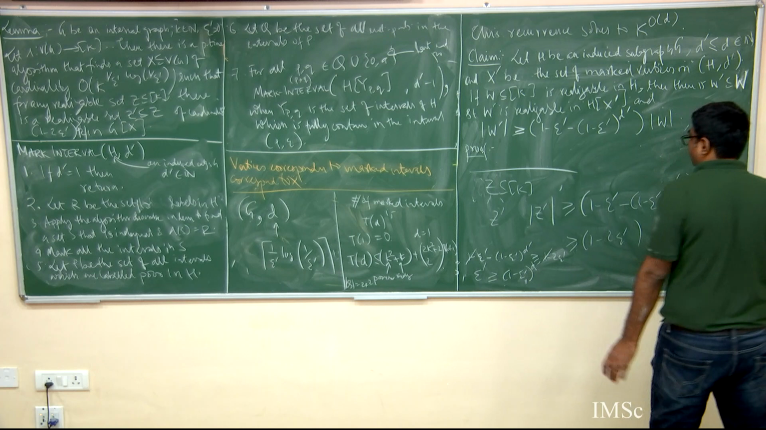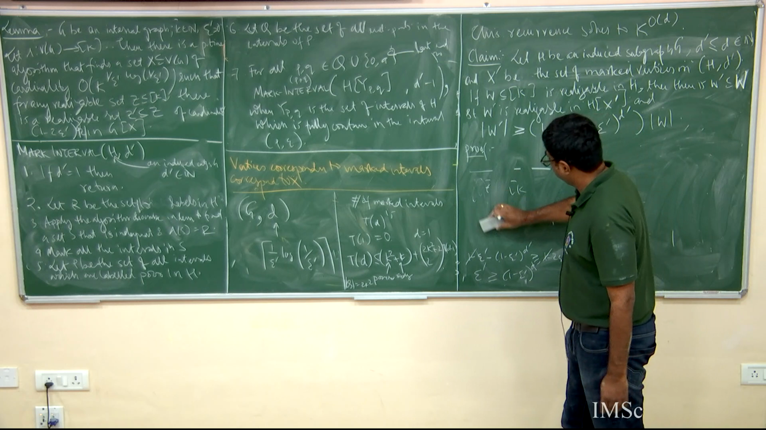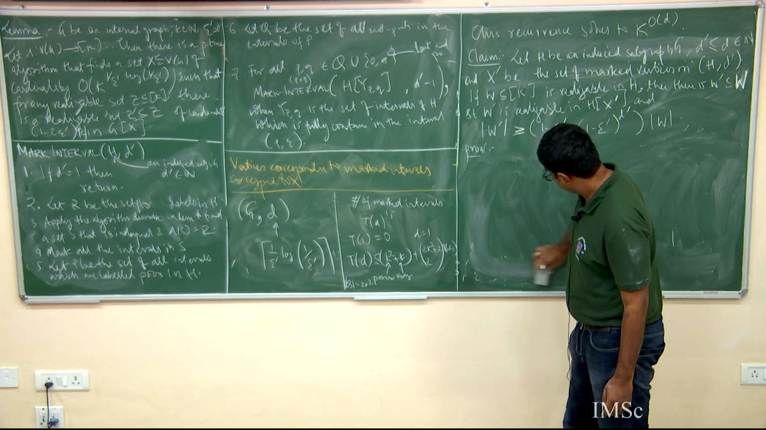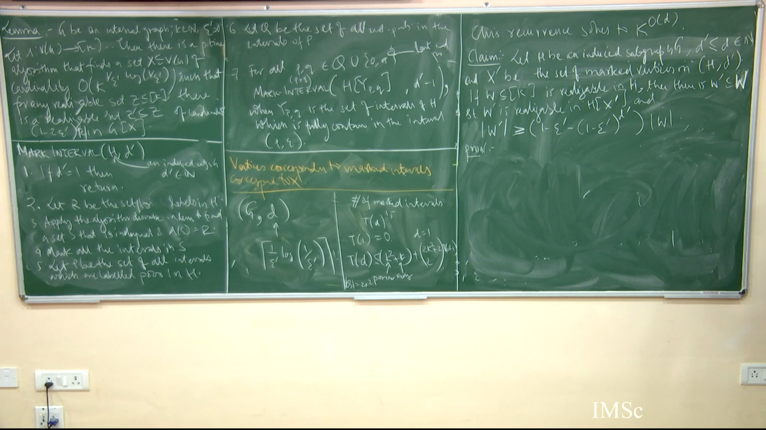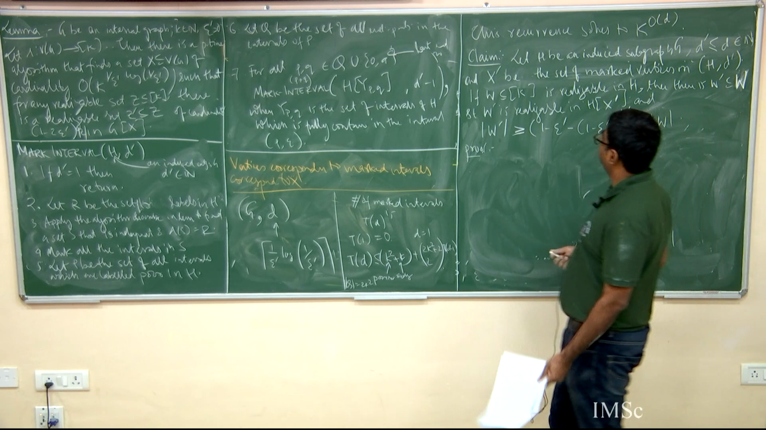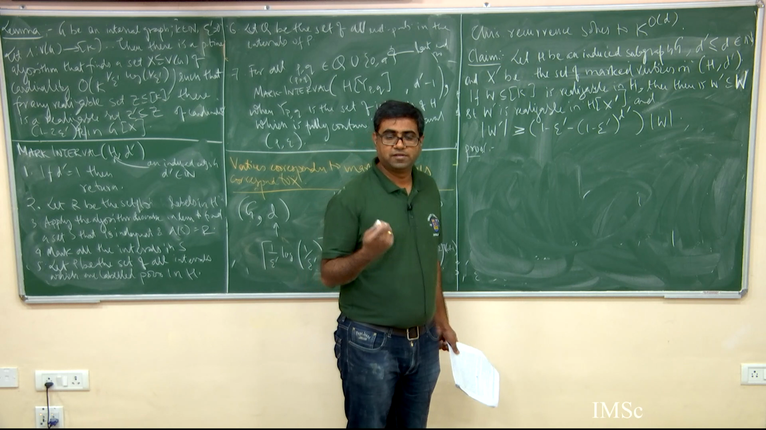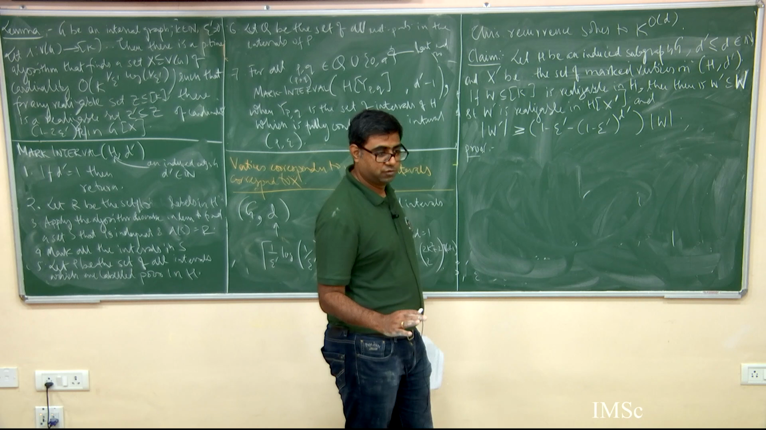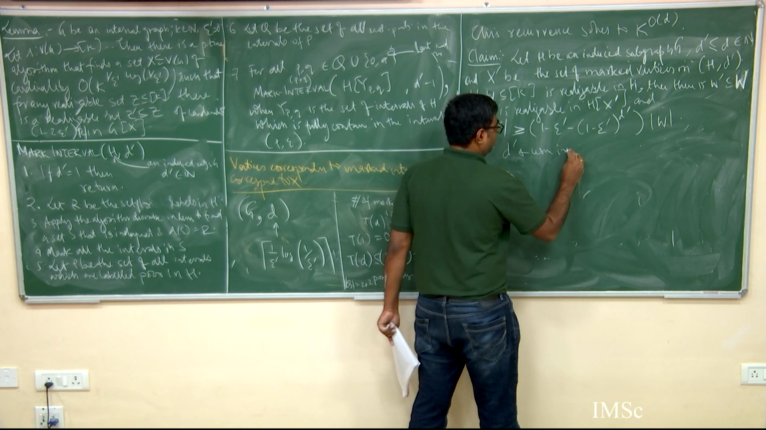Let's get to the proof of this. All I'm trying to tell you is that the heart of the proof is this claim. How will we go about proving this? There's a reason why I put D prime, right? Whenever you have a recursive algorithm, you always try to prove it using the height of the recursion. That's the best way to prove it. So, using induction on D prime.